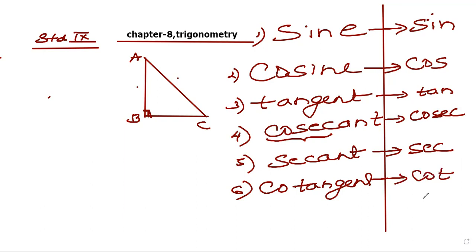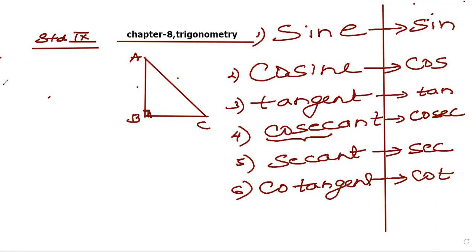So now, these six ratios in short form are sine, cosine, tangent, cosecant, secant, cotangent. What are the names? They are called sin, cos, tan, cosec, sec, cot. These are the names given to these ratios. From now on we'll be using these short forms only.